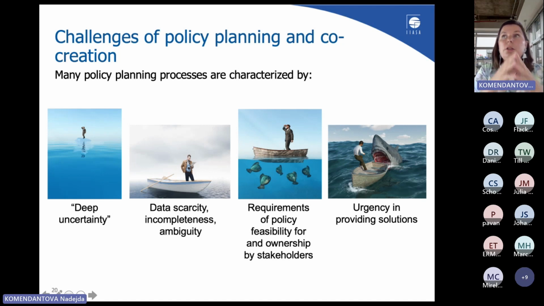And we argue here, and it also goes in line with the previous presentation, that co-creation processes, of course, they require time, they require resources, but they also could contribute to finding solutions to these identified challenges.